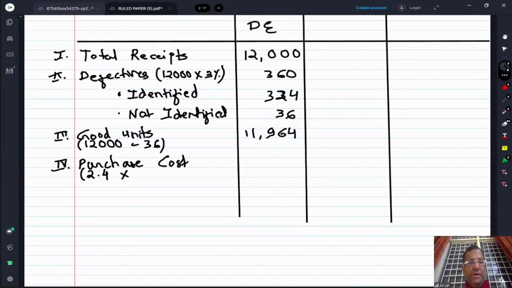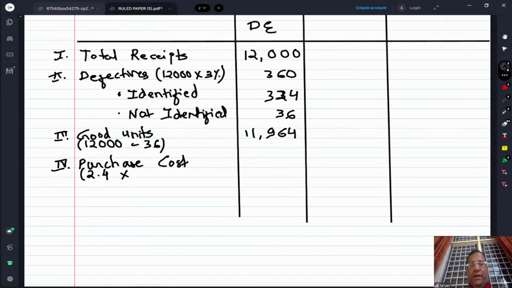Just a minute, beta. Good unit. Tell me, on which unit we have to make the payment? Good unit is not 11,964 because the 324 we have written is not again purchased by us. Please remember, beta, 324 has been identified as defective at the inspection stage, but nowhere is it given that we are again purchasing those 324 units.